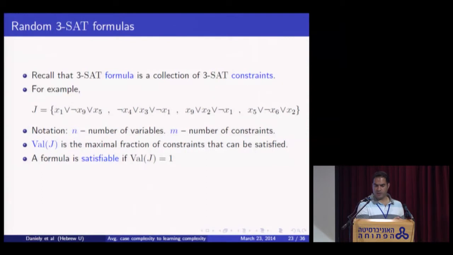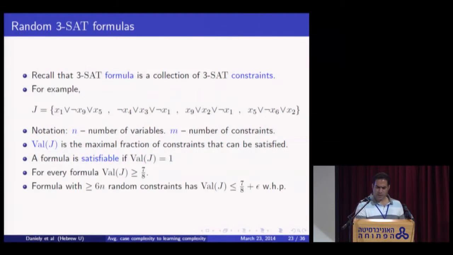We define the value of a formula J as the maximal fraction of constraints that can be satisfied by a single assignment. And as usual, if the value is 1, if you can satisfy all the constraints, we say that the formula is satisfiable. Another basic fact that we will need is that every formula has value at least 7 over 8. You can get this value by a random assignment.